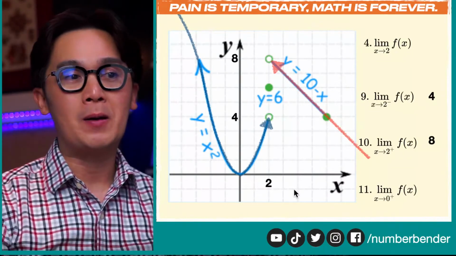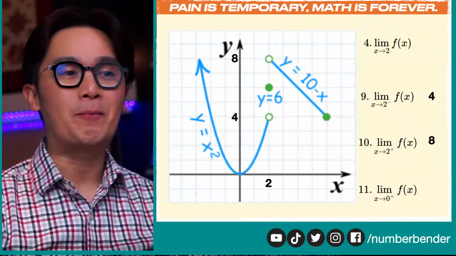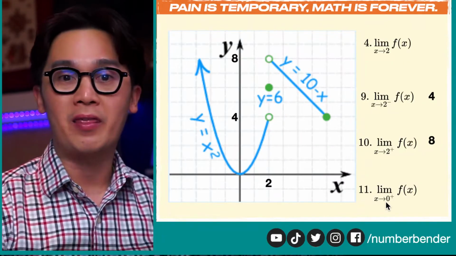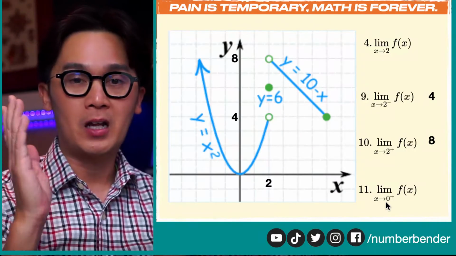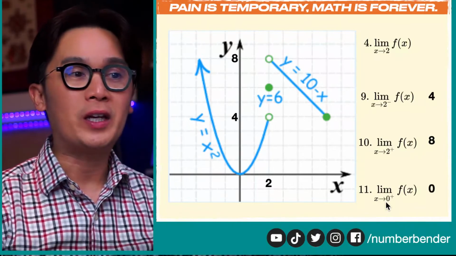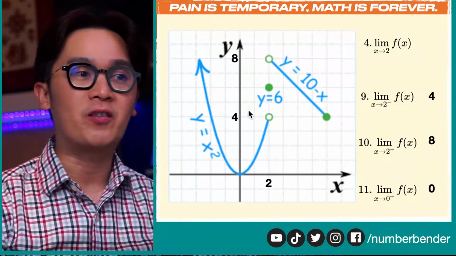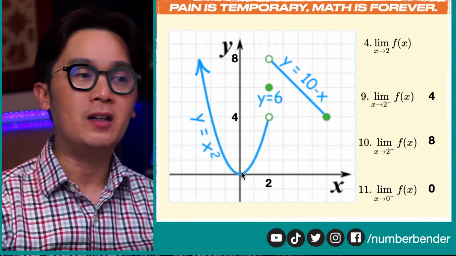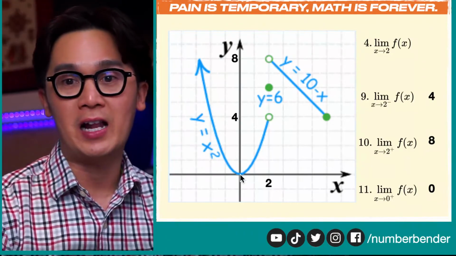And for problem number 11, at x approaching 0 from the right, or positive values of x, we know that it exists at 0 because coming from here, it's still going to this particular value of y.